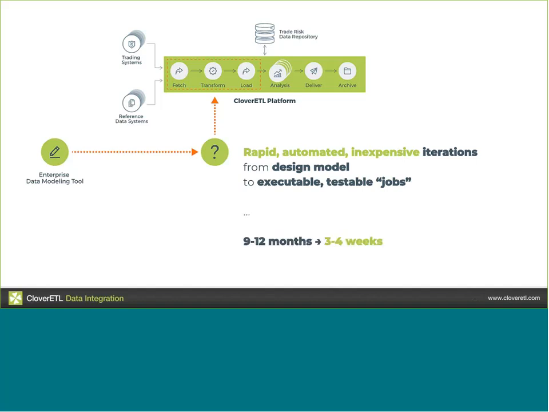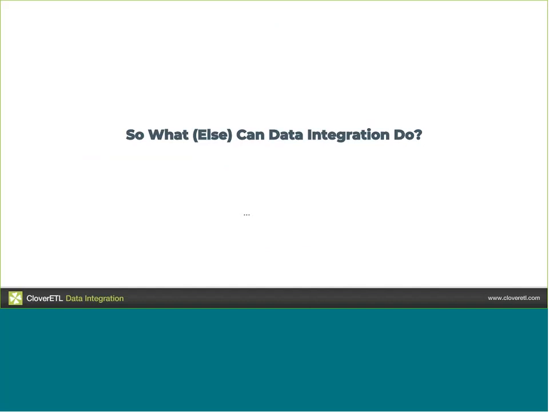That has a significant impact on how they run their business. This rapid, automated, and inexpensive iteration from model to production shortens the time it originally took, which was 9 to 12 months, to implement changes in the models to production. Now they can do it in 3 or 4 weeks. So there are significant changes to how the business can react to new requirements and needs.